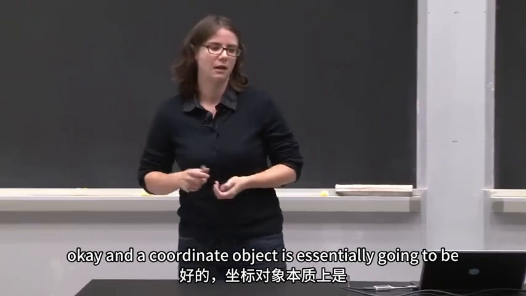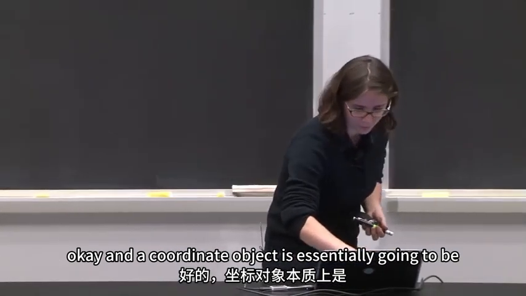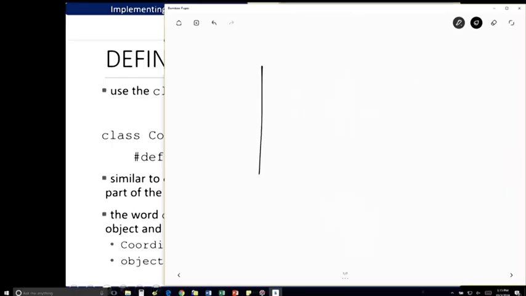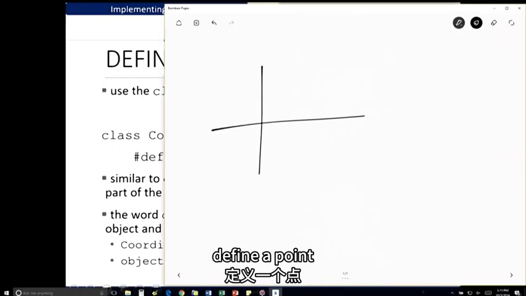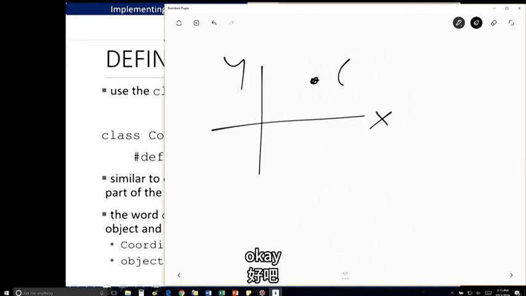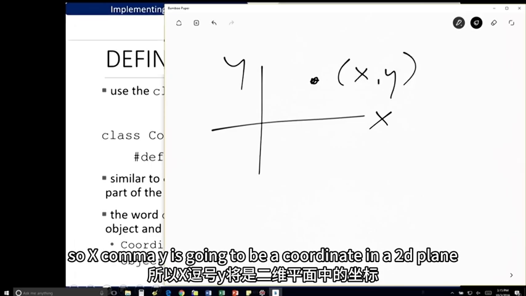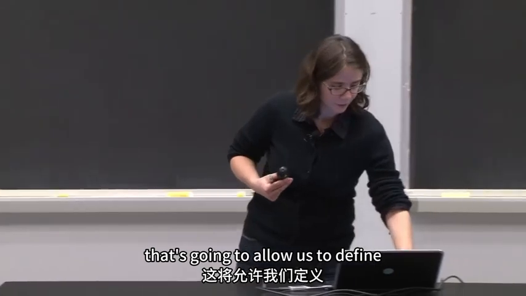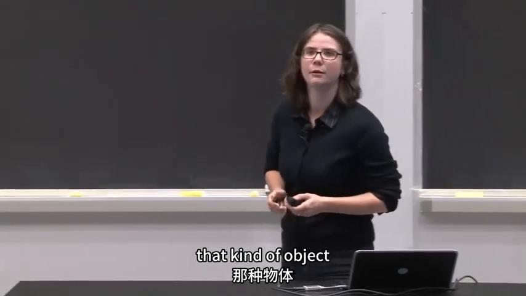object. A coordinate object is essentially going to be an object that defines a point in an xy plane. So x comma y is going to be a coordinate in a 2D plane. We're going to write code that allows us to define that kind of object.